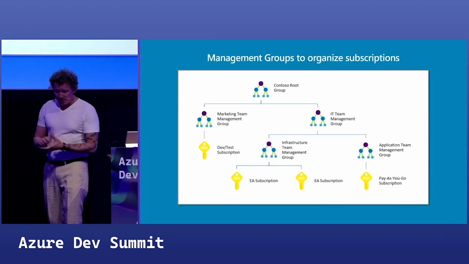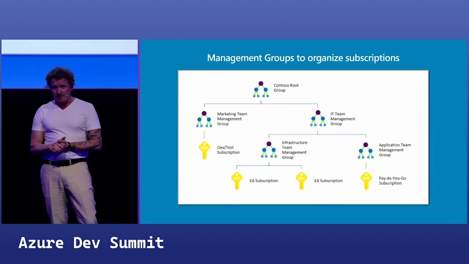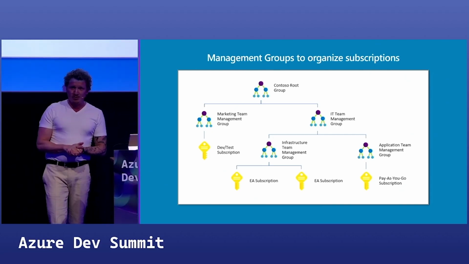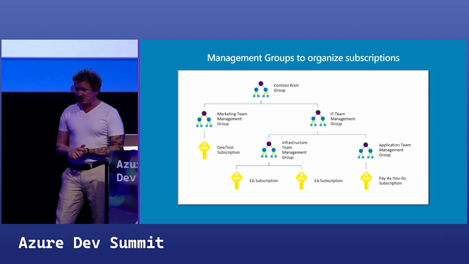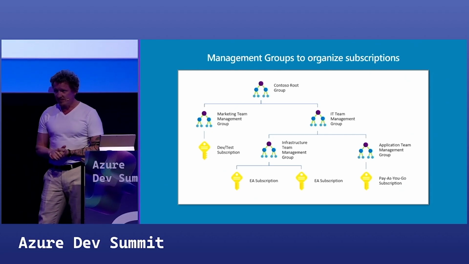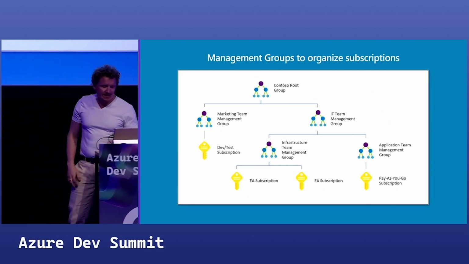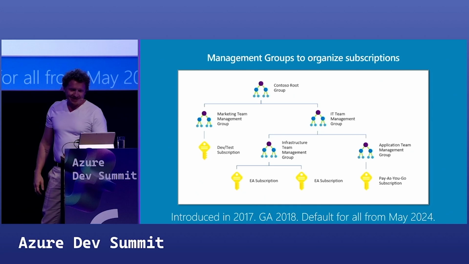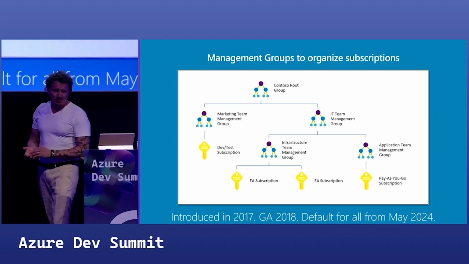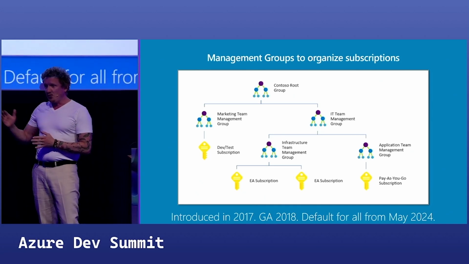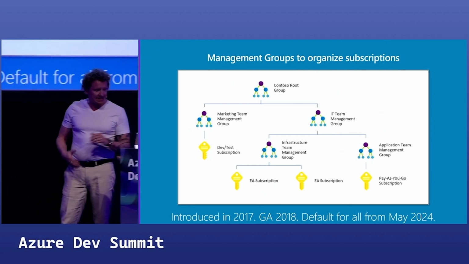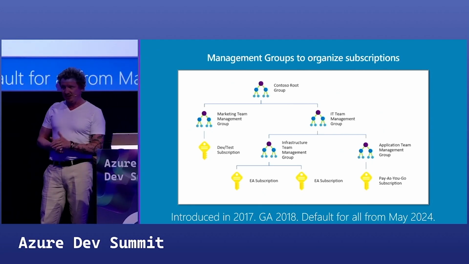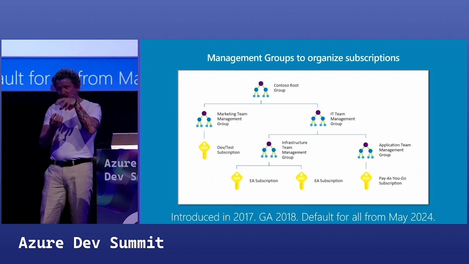Management groups, they are significant to the story, so I brought them up here as well. When was management groups introduced? Huh? 19, he says. It's actually earlier. It's 17 and generally available in 18. And from May of last year, it is default. You can no longer not have a management group above your subscription.